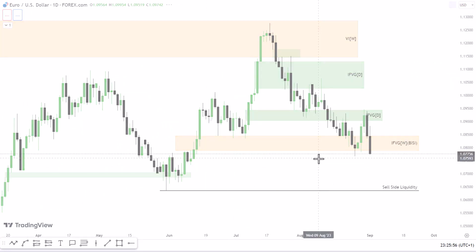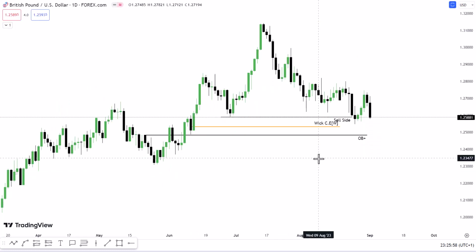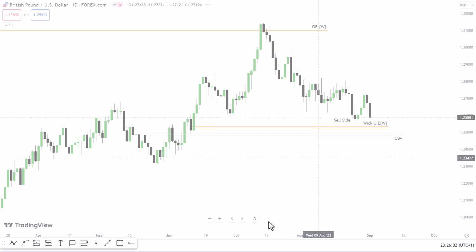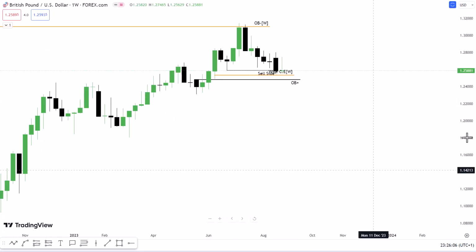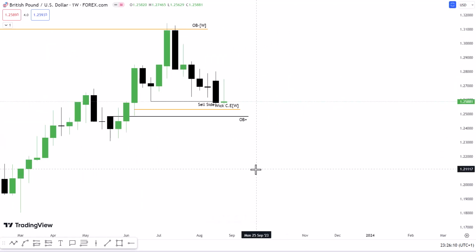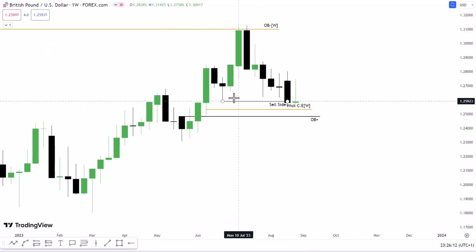Let's go to the next. GBPUSD. So last week I mentioned that on pound dollar I was bearish. I said I would love to see us trade into this consequent encroachment of the weekly wick.